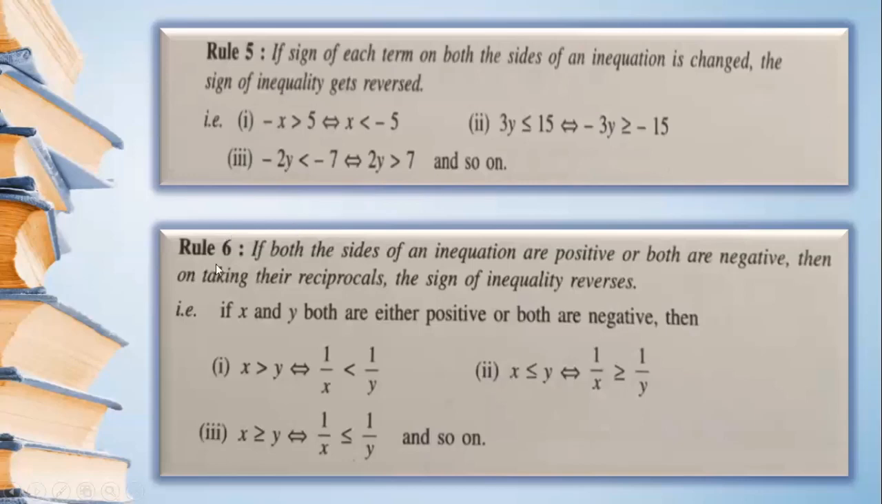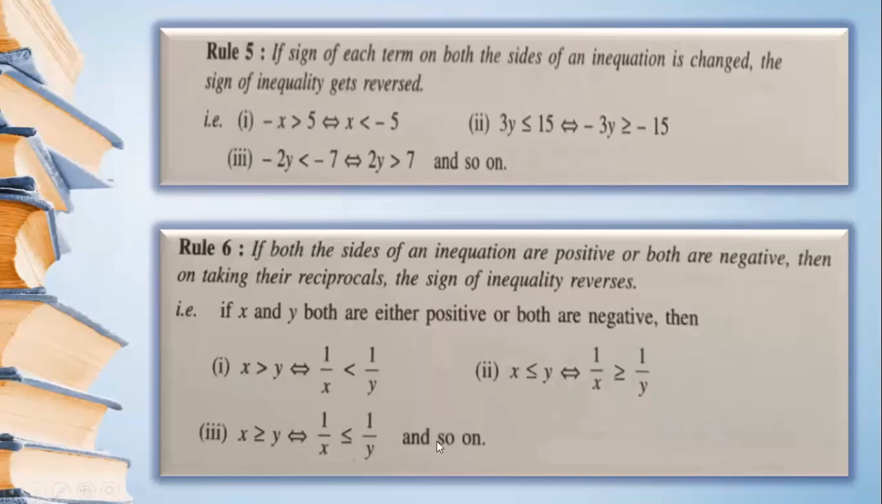Rule number 6. If both sides of an inequation are positive or both are negative, then on taking their reciprocals, the sign of inequality reverses. If x and y both are either positive or both are negative, and if we have x is greater than y, then on taking the reciprocals on both sides, we will get 1 upon x is less than 1 upon y.